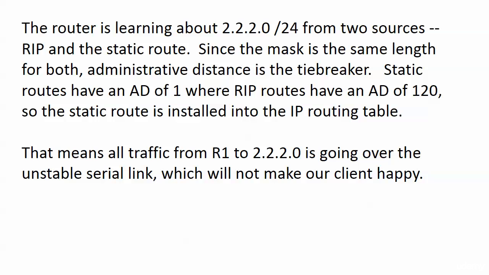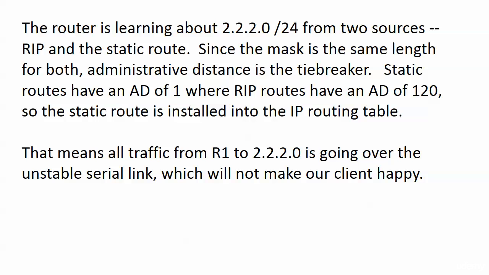Now, since the mask is the same length for both of the updates, we have to have a tiebreaker. And what's a tiebreaker we talked about earlier? Administrative distance. Static routes have an AD of 1, where RIP routes have an AD of 120, so the static route is going to be installed into the IP routing table. The only way the RIP route is going back into the IP routing table is if that static route disappears.